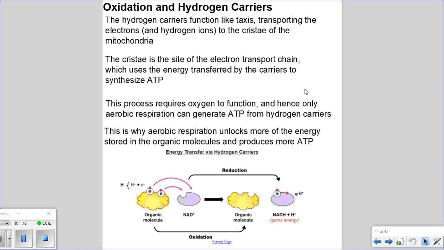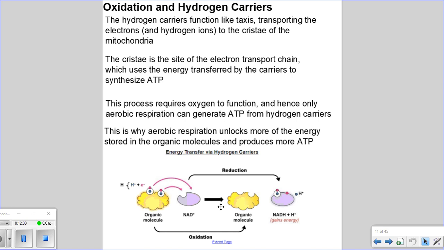And specifically, they will carry them to the cristae of the mitochondria. Now, the cristae of the mitochondria is the site of the electron transport chain, which we'll get into a little bit later. And this will use the energy transferred by the carriers to synthesize ATP. So these hydrogen ions and electrons will be used to create that ATP, and we'll go through how that's done specifically as well. So this process requires oxygen to function, and hence only aerobic respiration can generate ATP from hydrogen carriers. This is why aerobic respiration unlocks more of the energy stored in the organic molecules and produces more ATP.